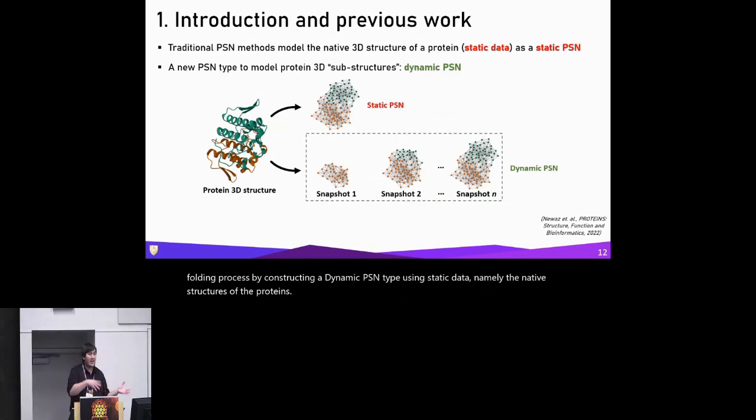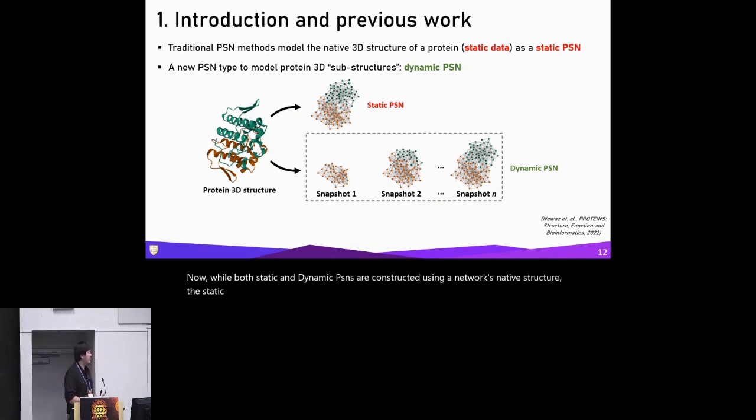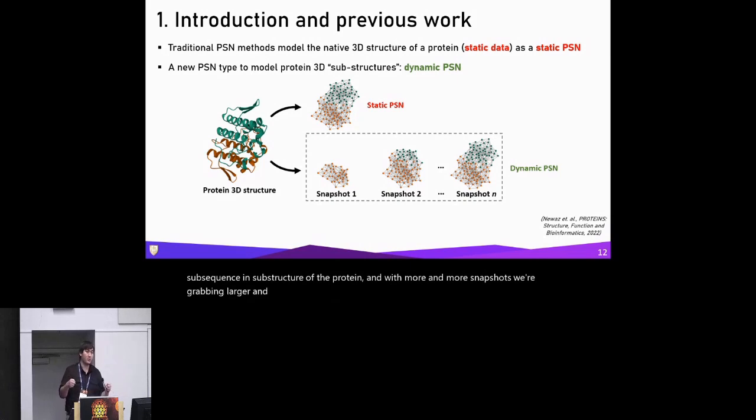Now, while both static and dynamic PSNs are constructed using a network's native structure, the static PSNs are only capturing the whole native structure as one static network, as illustrated here. Whereas dynamic PSNs actually capture growing subsequences and substructures via snapshots, where in the first snapshot, we're just capturing a small subsequence and substructure of the protein, and with more and more snapshots, we're grabbing larger and larger subsequences and substructures of the protein until we arrive at the final snapshot, which captures the native structure of our protein.